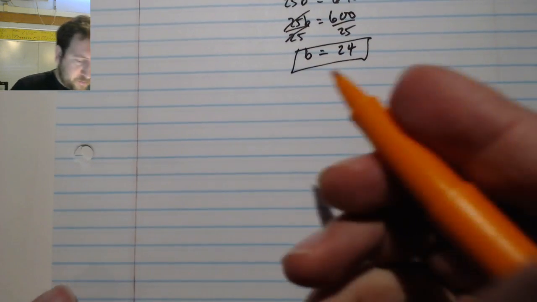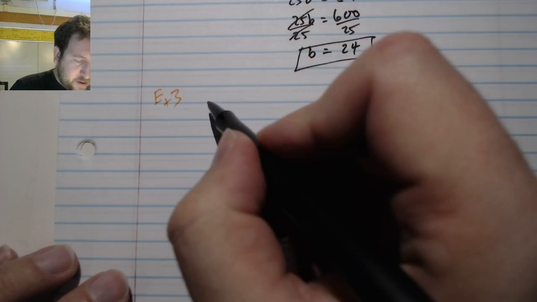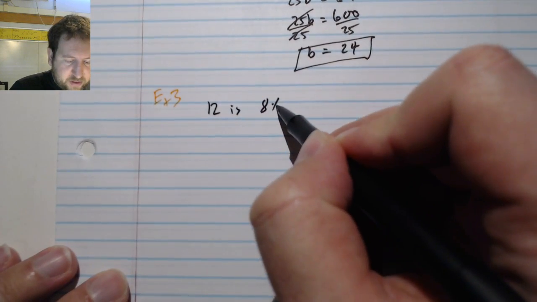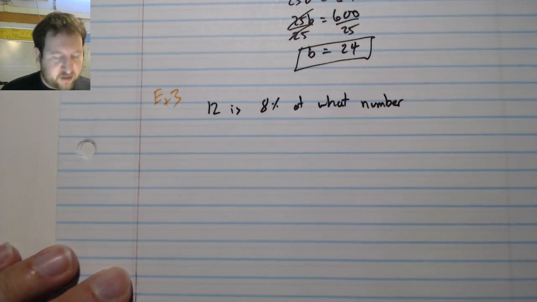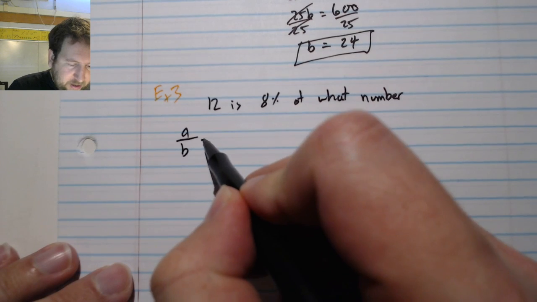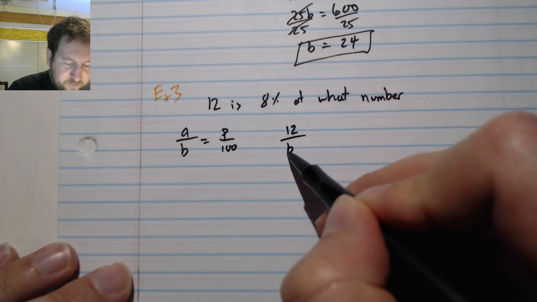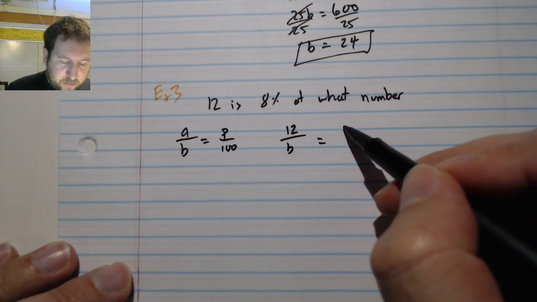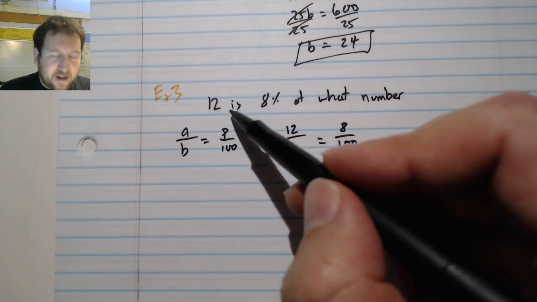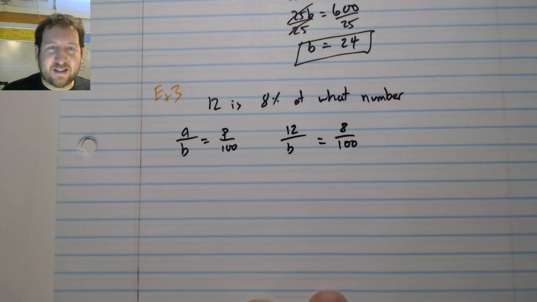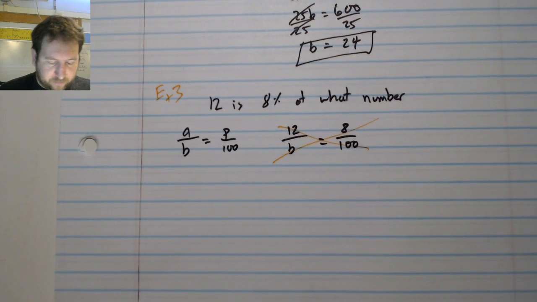And last one, example 3. 12 is 8% of what number? Okay, same thing. A is to B as P is to 100. My number that I have, 12, is to, I don't know the whole, equal to, the percent is 8 over 100. Now, when it's 8% of something, I am going to be thinking that this is going to be much larger, at least 10 times as big. I'm going to guess like 130 or 140. We'll see if we're right.